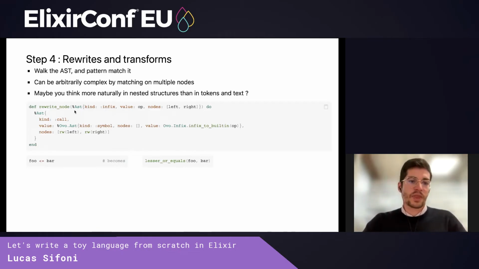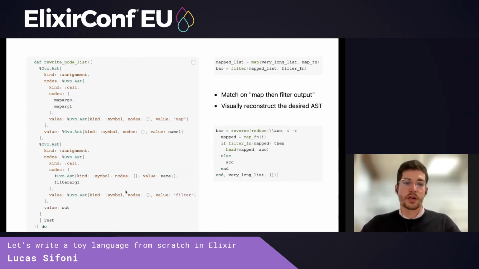So you just write the pattern visually that you want to match and write the shape that you want to get, and rewrite the child nodes too, so the whole AST can be rewritten. Maybe you think in a better way in nested structures than in text, and I think it's a neat way to modify your program. You can do that for more complex examples too.